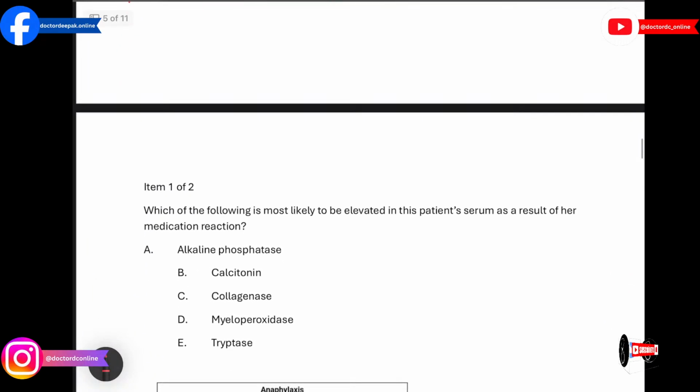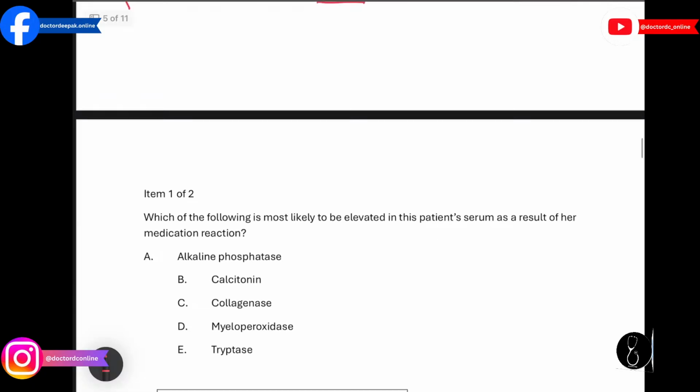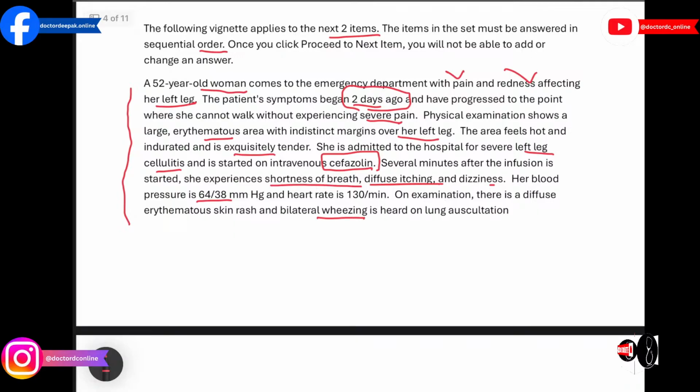And the question is, which of the following is the most likely to be elevated in this patient's serum as a result of medication reaction? What is going to happen? The patient has cellulitis, and for the cellulitis, the doctors give intravenous cefazolin. Several minutes after the infusion started, she experienced shortness of breath, diffuse itching, and dizziness. And her blood pressure is low, and heart rate is high.